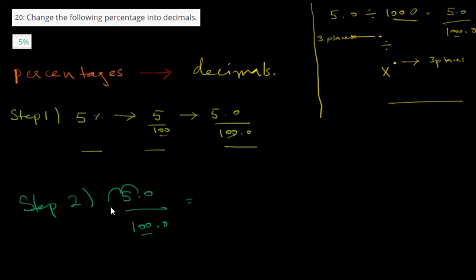What that means is it's going to move 1 place from 5. So in this place we add a 0. So 0.05 is our answer. So 5% converted into a decimal gives us 0.05.